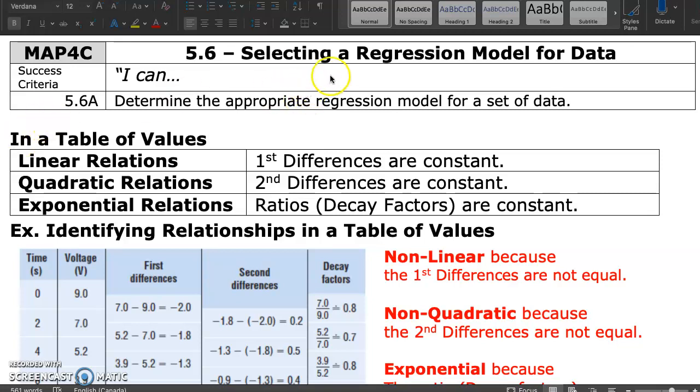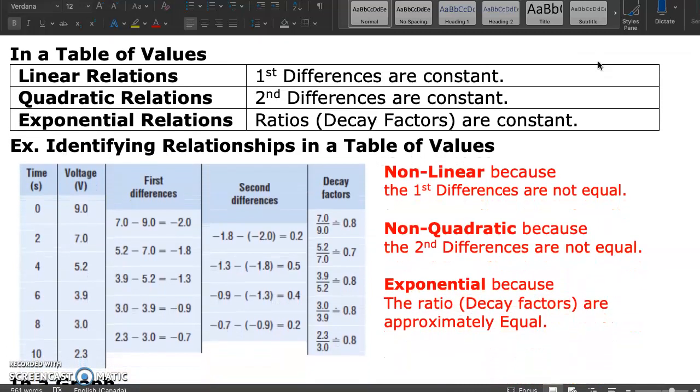MAP4C 5.6, selecting a regression model for data. So previously we have looked at linear relations, quadratic relations, and exponential relations in the form of a table of values, in a graph, as well as in an equation. And what we're doing in this lesson is being challenged to be able to identify the type of relation in various formats. So let's start off with an overview of a table of values.